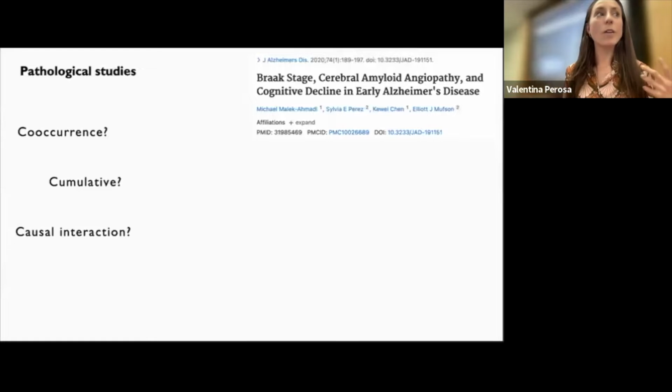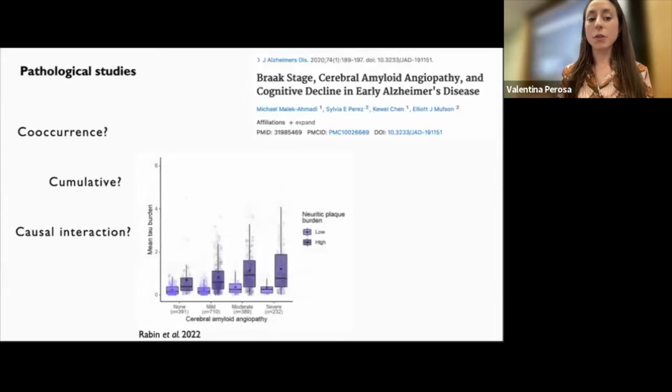And therefore, one way that can potentially help to disentangle this is to use human brain pathology. This has been done for this purpose by a couple of studies, but not a ton. One, for example, found that patients with CAA had a higher chance to be staged at a higher Braak stage when all other factors were equal. Another one also found that CAA, when it was moderate or severe, was associated with higher tau burden in the brain.